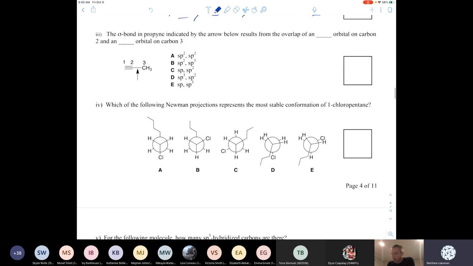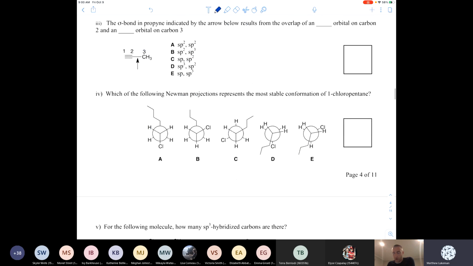Fantastic. The sigma bond in propyne, indicated by the arrow below, results from the overlap of a what orbital on carbon 2 and a what orbital on carbon 3. So carbon 2 is sp hybridized, and carbon 3 is sp3 hybridized.